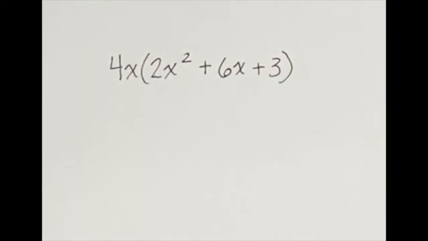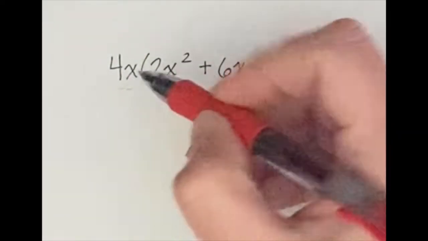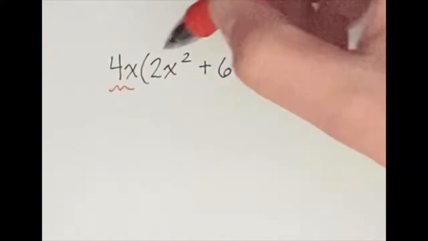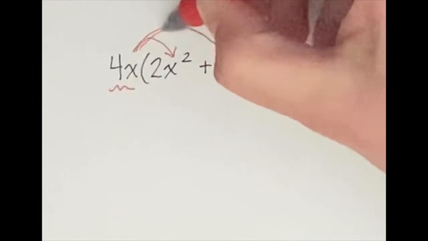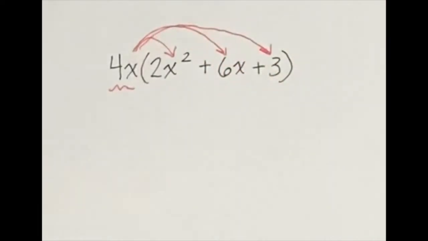So remember, with the distributive property, we are going to take this 4x right here, and we are going to multiply it by every term inside of the parentheses. Remember, terms are separated by addition and subtraction signs.